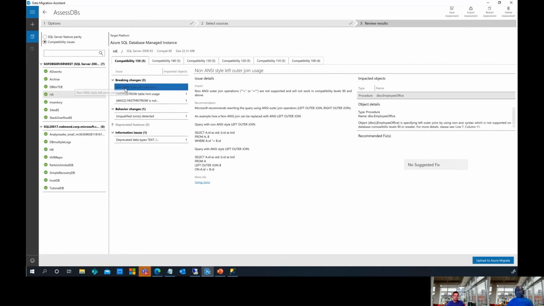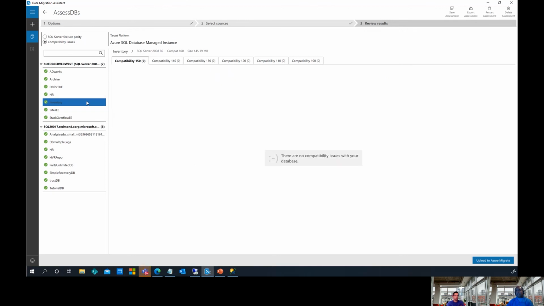Some databases report objects that are going to break that you need to fix. Other databases are ready to go, with no compatibility issues, while others have some issues, right? So you really get this kind of view when it comes to migrating to Azure SQL.